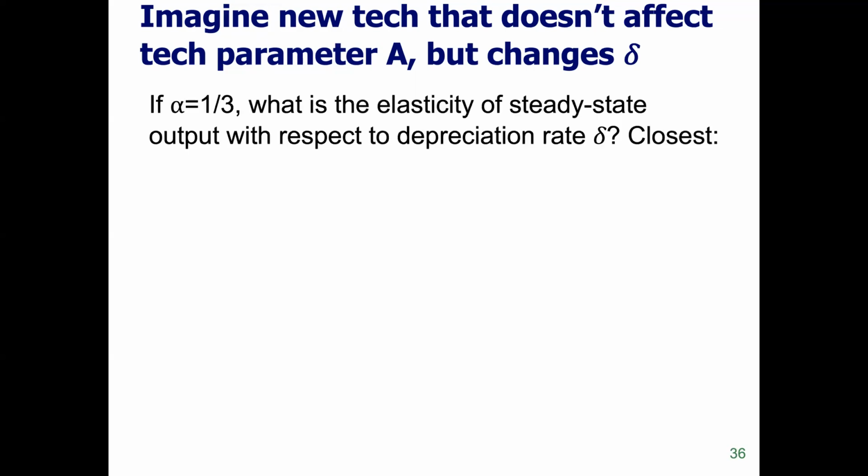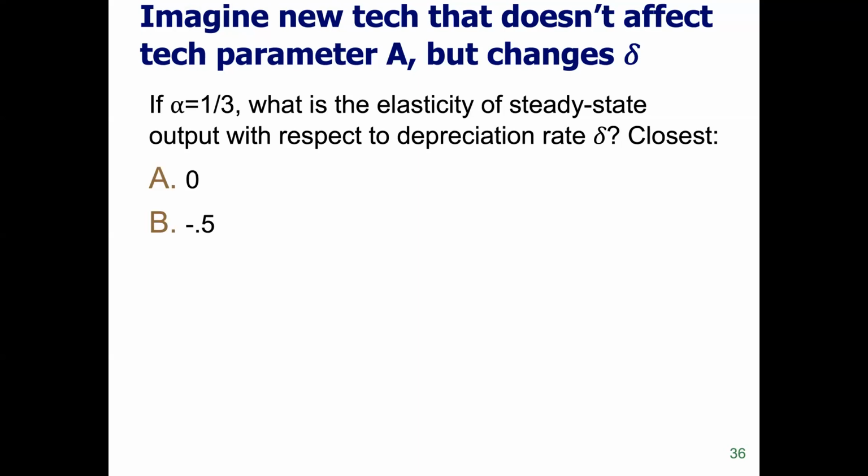Imagine a change in technology that doesn't affect the technology parameter A, but does change delta, because there is a sense in which delta is itself a technology parameter, though usually when we say technology parameter, I mean A. But suppose delta does change, and it would be an improvement in technology if things wore out less fast. But suppose alpha is a third. What's the elasticity of steady state output with respect to the depreciation rate, delta?